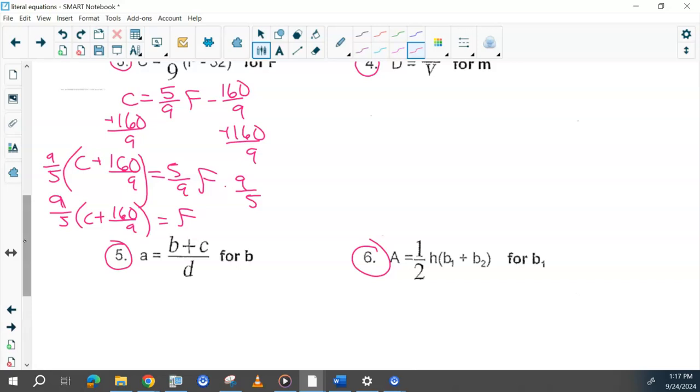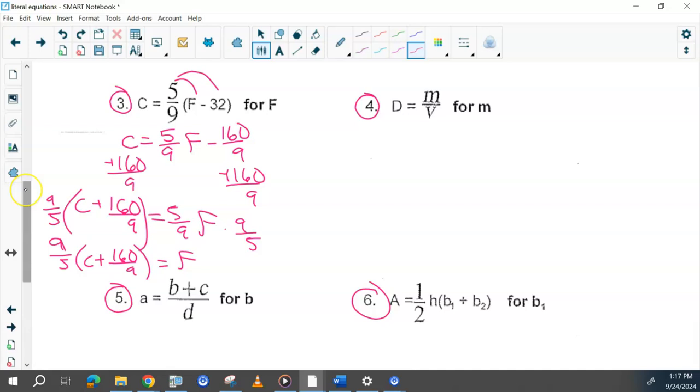In number 4, we have to get m by itself. How could we get rid of b? Multiply by b. Because if I multiply by m, that's just creating m squared, so we don't want that. But if I multiply by v, then the v's on this side cancel, and I'm left with v.